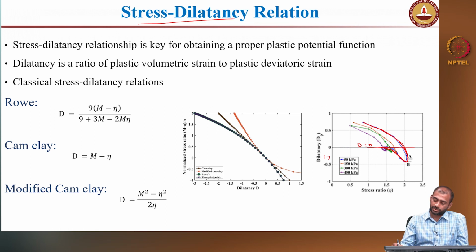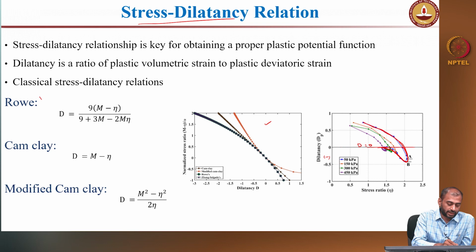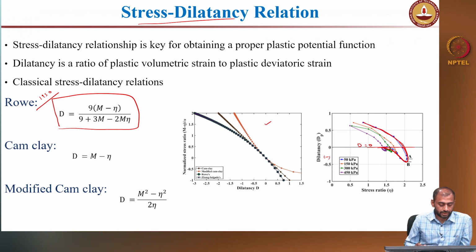So, this is your typical response, and on the left you can see classical stress dilatancy equations that have been proposed by several researchers. The most famous stress dilatancy relationship was provided by Rowe in the 1950s. You can see how this predicts the material response, right. The prediction is shown here. This is non-linear, and this response is similar to the actual experimental response, right. So, this stress dilatancy response is somewhat close to this.